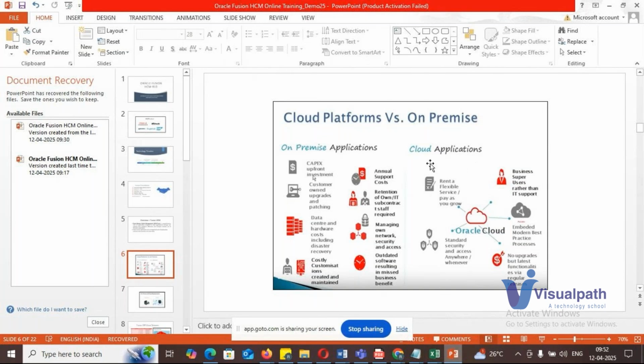Fine. In cloud applications, Oracle provides the benefits as standard, and there is no additional costing, right? Just enable the application, then start the business functions, and Oracle will take care of the data security. Only Oracle will be responsible for managing all the data that exists in the system, right? So that is the major difference.